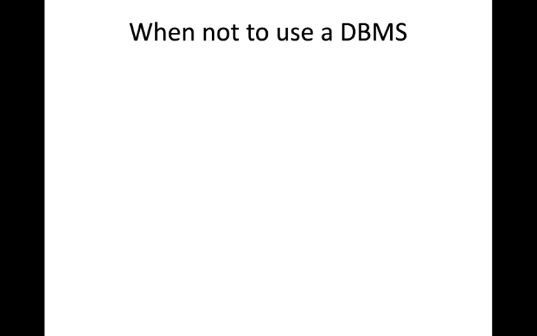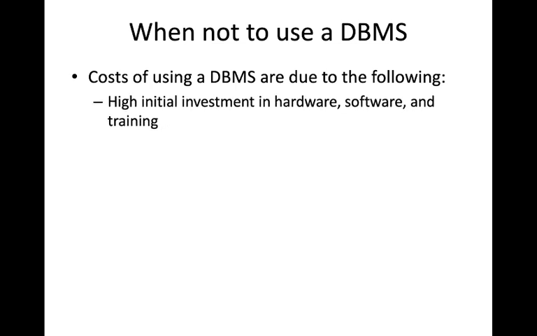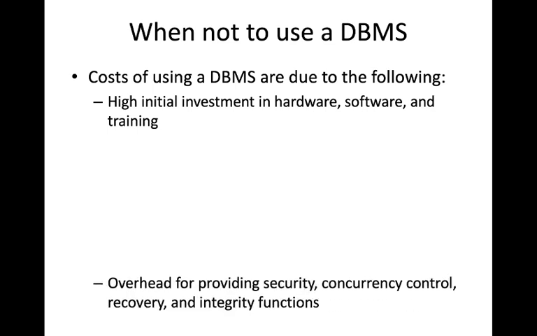So next, when not to use a database. We should not use a database always. There are certain cases where we cannot use a database, and there are certain constraints for the DBMS. The first thing is cost. The cost of using a DBMS is an inhibitor. If we consider the cost, high initial investment in hardware, software, and also training is required if we are using a DBMS. So if we are not going to invest too much in hardware, software, and training, then we should not go for a DBMS.